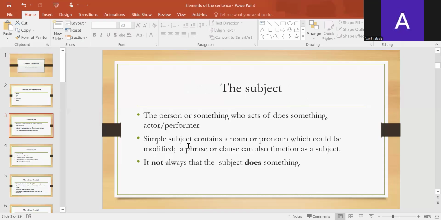Now, a simple subject contains a pronoun or noun. It could be a pronoun or noun and could be modified. I'll explain all these things as we go along. It could be a phrase or even a clause. But know that it is not always that the subject does something. I'll explain later.